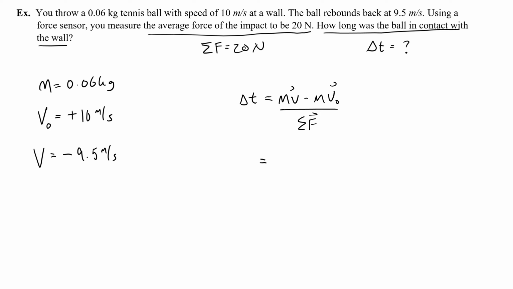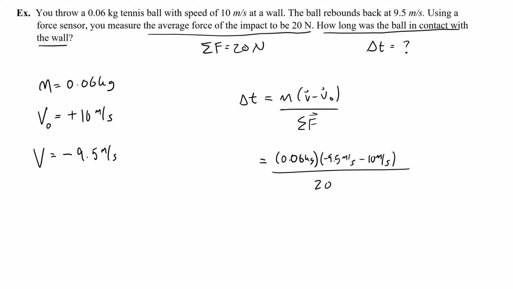But notice I'm going to do, again, all kinds of algebra here. On the top, I might actually do the little trick where I factor out the m. So what I get is m times v minus v naught. That'll just make it a little easier for me in my calculating, and that's the same thing as saying delta v. So I've got m, 0.06 kilograms times v, which is negative 9.5 meters a second, minus v naught, positive 10. And divide that whole thing by 20 newtons.